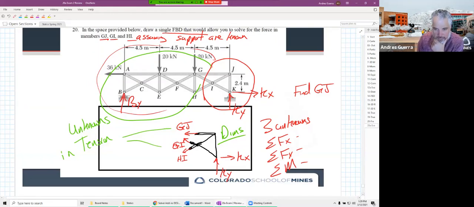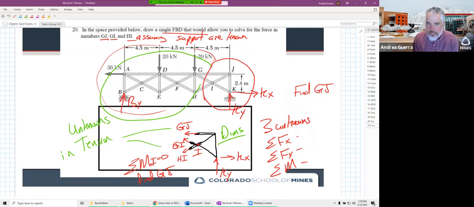So in this case, how can we get rid of GI and HI? Because we just want to be left with GJ. Well, look at where they intersect. They intersect right there at point I. And so if we summed moments at I equal to 0, we could find GJ. We would have to take into account KY, we would have to take into account KX, and then GJ would show up as our only unknown in that equation.